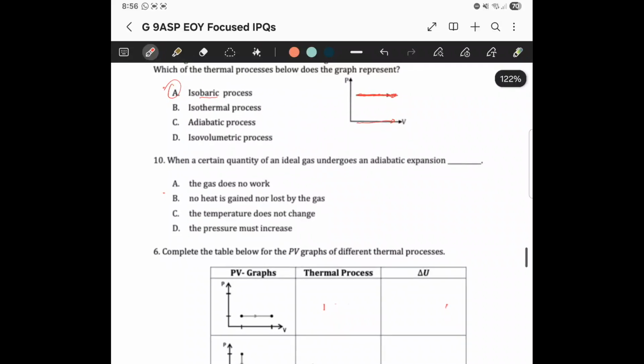Okay. A certain quantity of an ideal gas undergoes an adiabatic expansion. Adiabatic expansion is basically constant heat. Gas does no work. No heat is gained nor lost. This is true, constant heat. I didn't lose heat, I didn't gain heat. Temperature doesn't change. That's not true. And the pressure must increase. It's not true. Adiabatic is to do with heat.